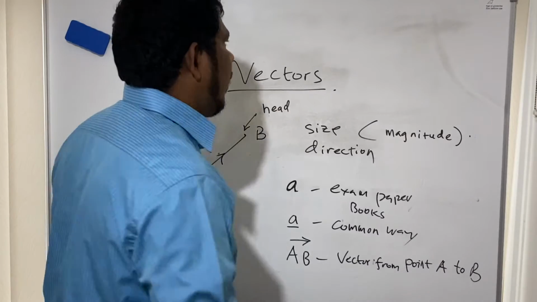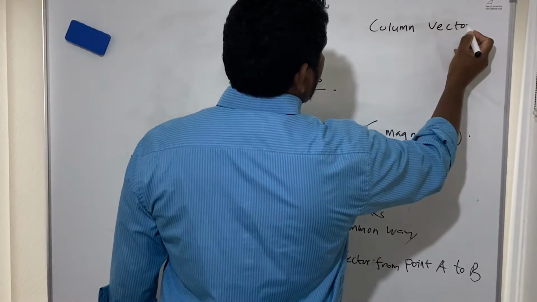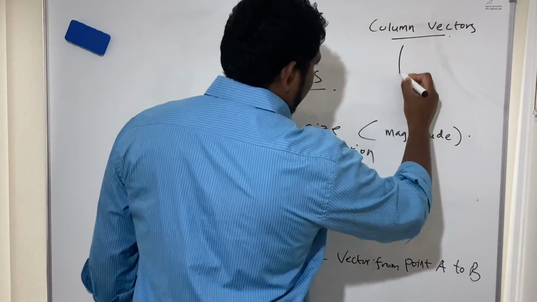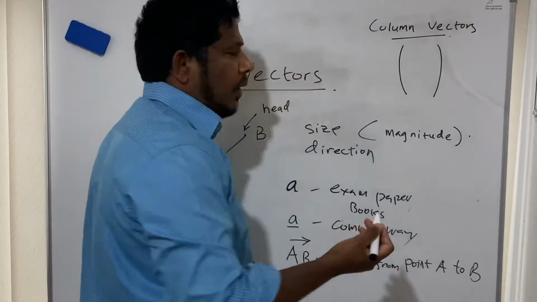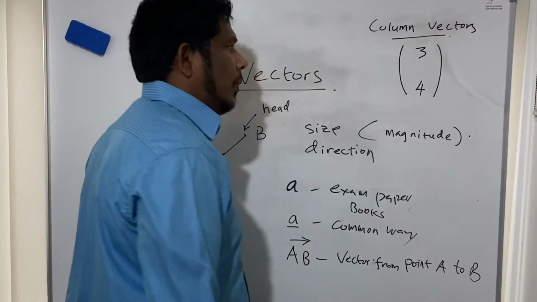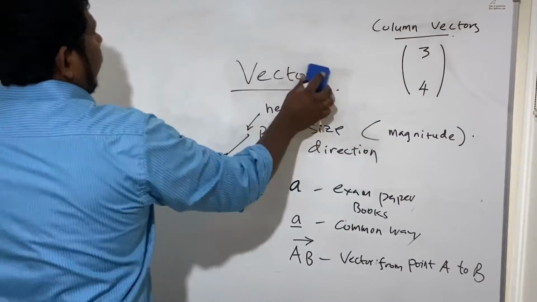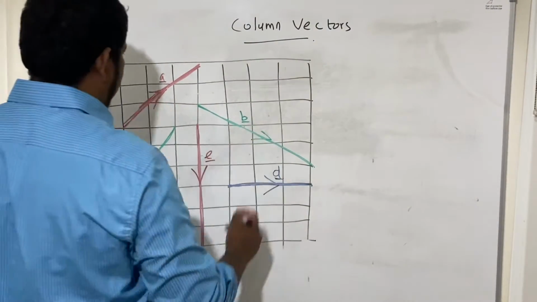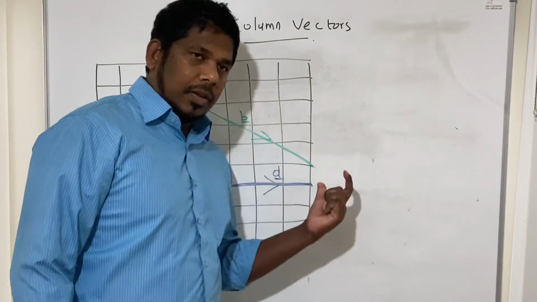There's another way of writing vectors, which is the column vector. It's normally written in a long bracket with numbers. And at GCSE we only do two numbers, for example, like this. So we're going to learn more about this now. In this grid, we have some vectors A, B, C, D, E with different colors. So now we're going to write these vectors in column method.